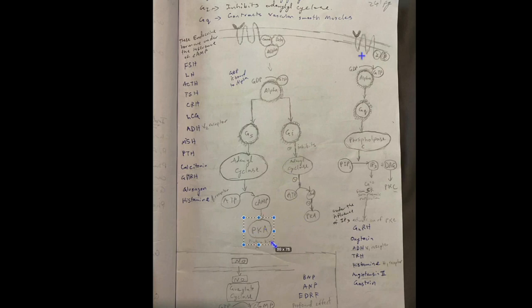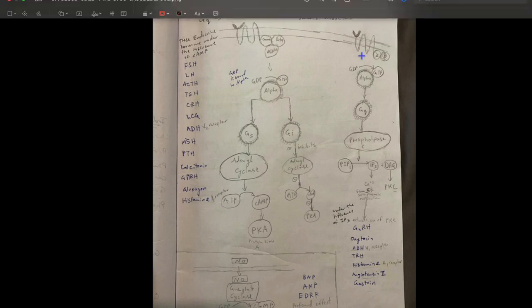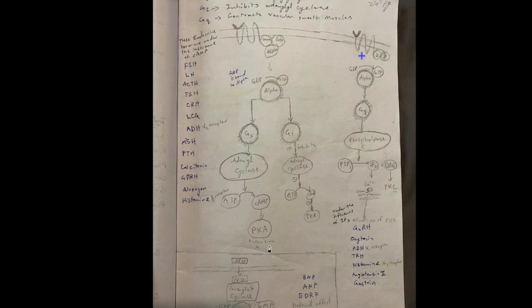Remember, this also activates calcium, from biochem, I think. This thing goes on to activate calcium release from the intracellular sarcoplasmic reticulum as well. This one, the Gi one, inhibits this, but this one activates it.